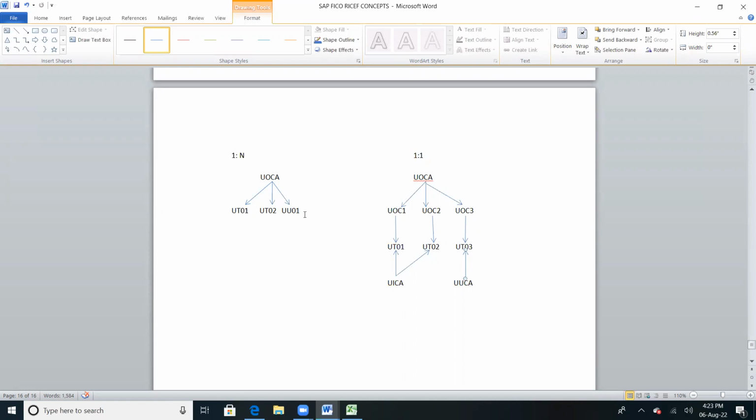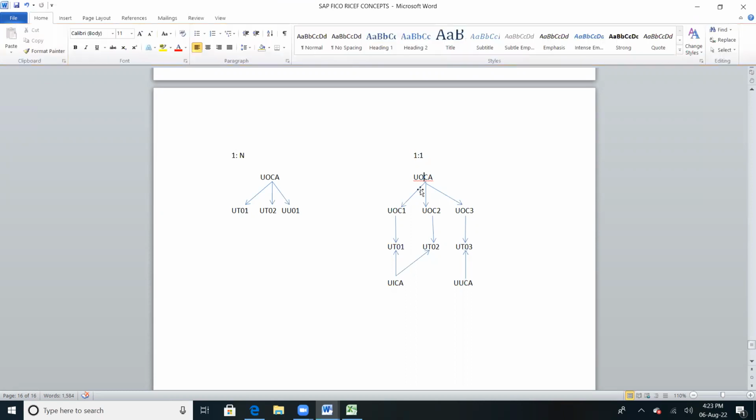Clear? So here in 1:1, if you are having confusion, then you can write this as a UGCA, Ultratech group chart of accounts. Under that, one group can have 3 operational chart of accounts, and each company code can have an individual chart of accounts. This is a group chart of account. Under the group chart of account, individual operational chart of accounts, and each company code has its own operational chart of accounts. Clear, everyone?